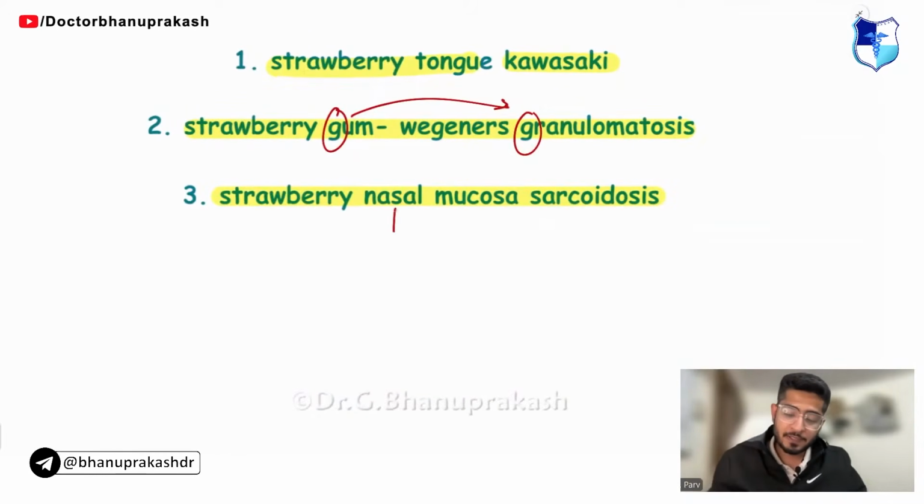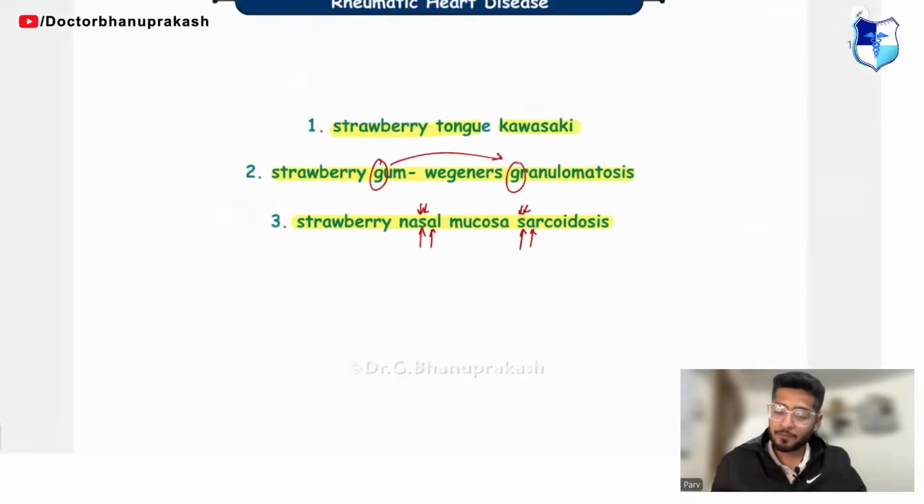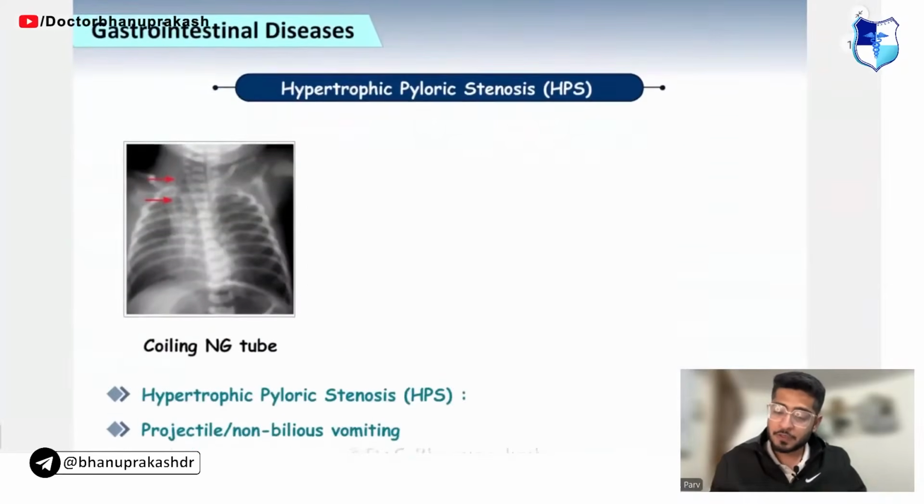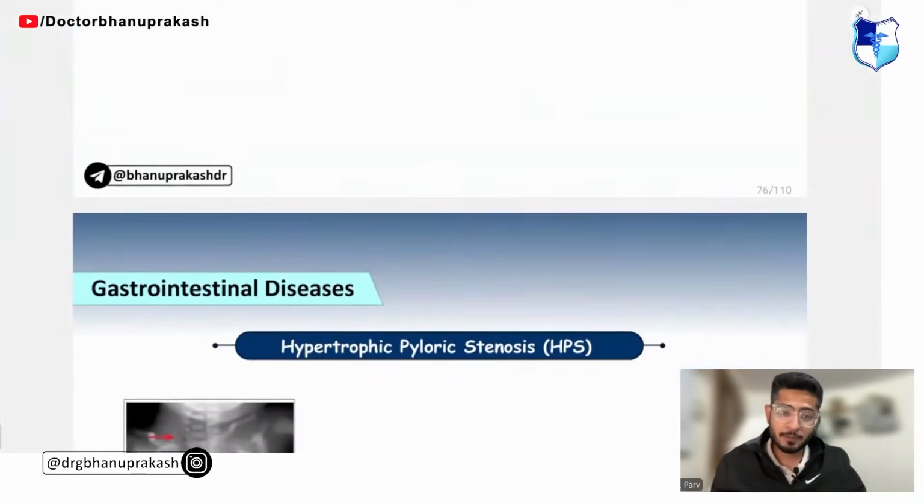A nasal, this S is important. Nasal is going to be there with sarcoidosis, so S and A both of them are going to come together. So this is the end of our CVS. This is the end of our pulmonology.